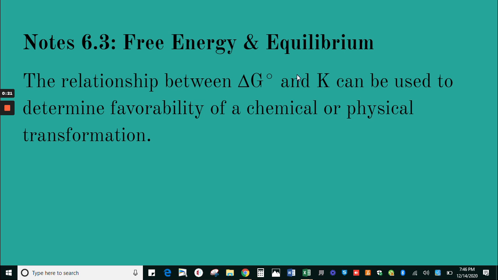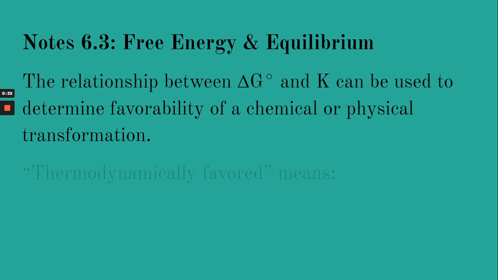Thermodynamically favored means that delta G is negative. There is excess free energy given off by the system to the surroundings, to the universe. When delta G is negative, the free energy is given off, and that means that it is thermodynamically favored. Again, we're talking about reactions going left to right as we write them, from reactants to products, so the reaction favors the products.